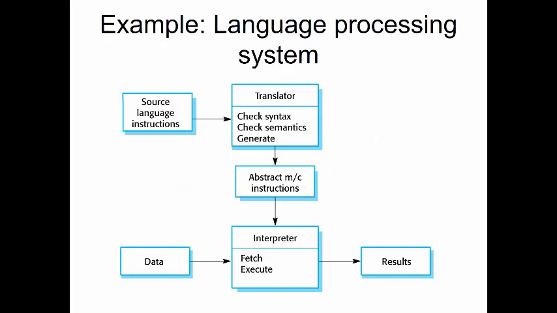So for example, here's a language processing system. I have my source language instructions. The translator checks the syntax and semantics, and it will generate abstract machine code instructions, which will be sent to the interpreter, which will cover the fetch, decode, and execute, and also retrieve the data necessary to run the program, and this will produce results. You've probably seen this to death in 150, 151, 321.